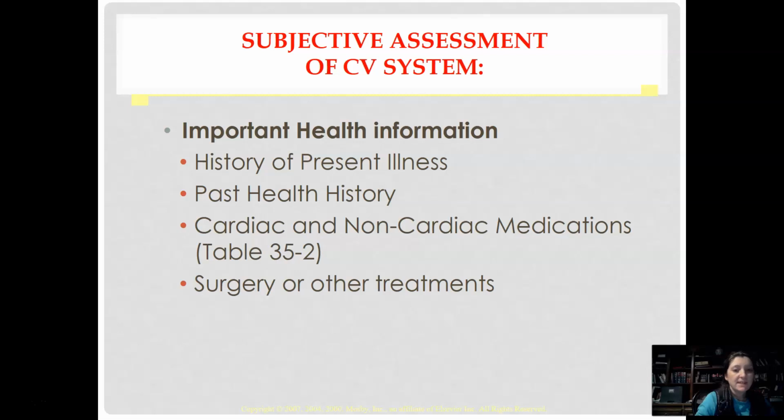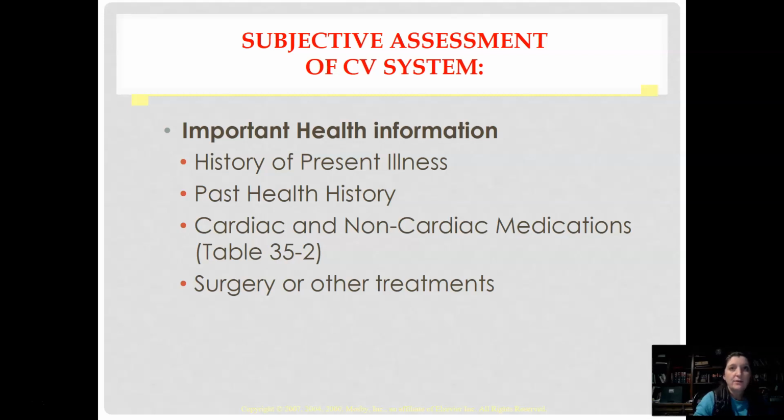Do they have a previous history of alcohol use, chest pain, tobacco use? Have they had infectious diseases that might have affected their heart valve? Things like strep infection can affect the heart. History of hypertension or blood clots or edema. What medications do they take?